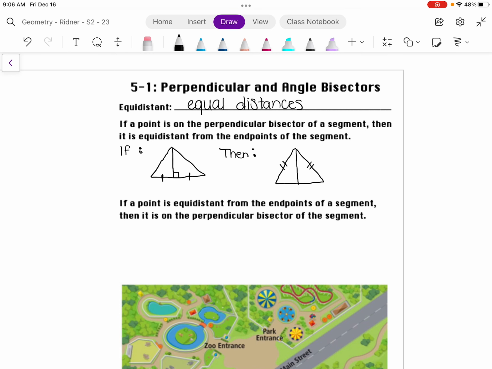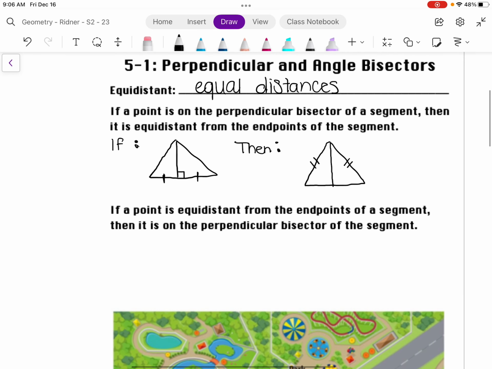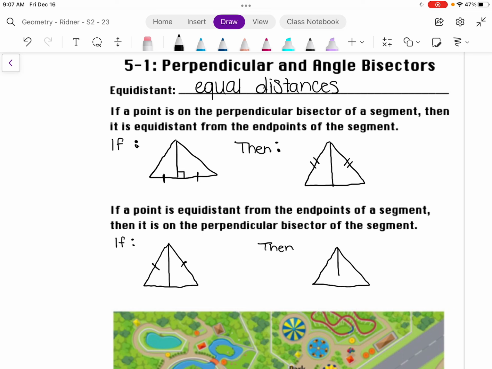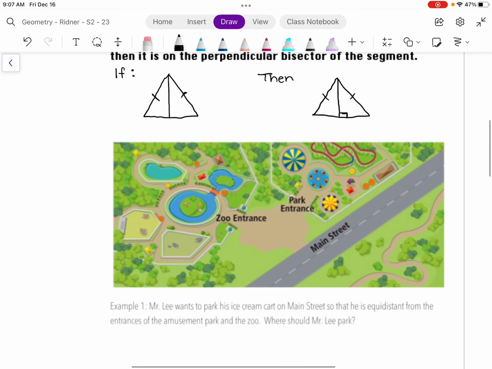The second one says if a point is equidistant from the endpoints of a segment, then it is on the perpendicular bisector of the segment. So if we're given a picture of a triangle with a line down the middle, and we're told that these two sides are the same, then we must know that this right here is perpendicular, that this is a 90-degree angle right there.